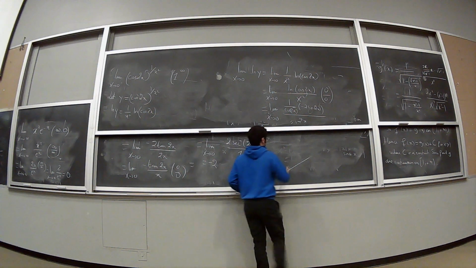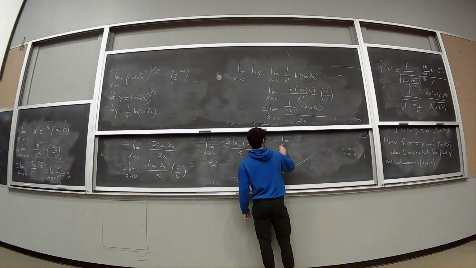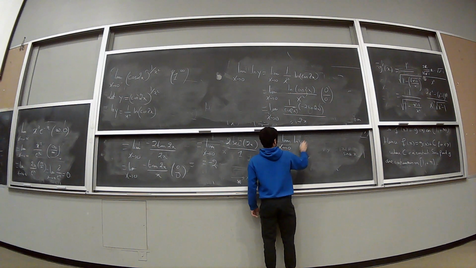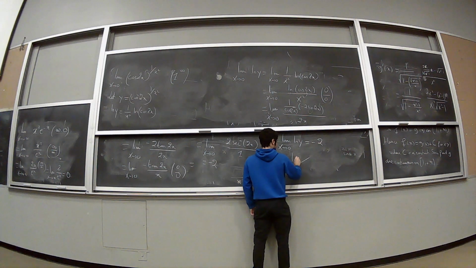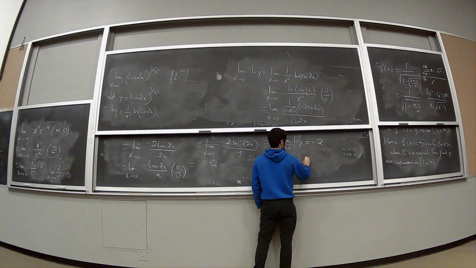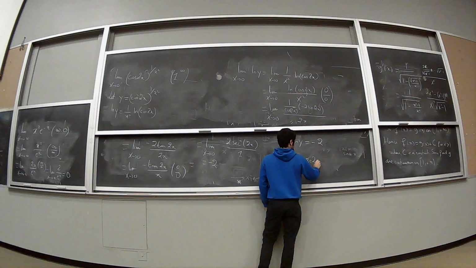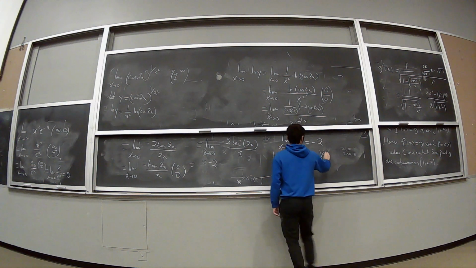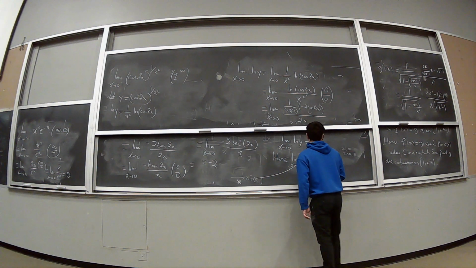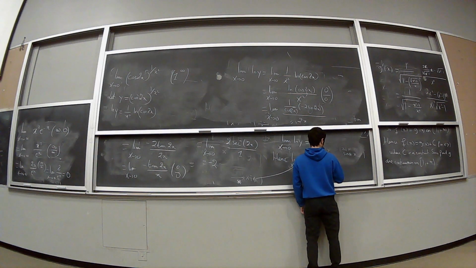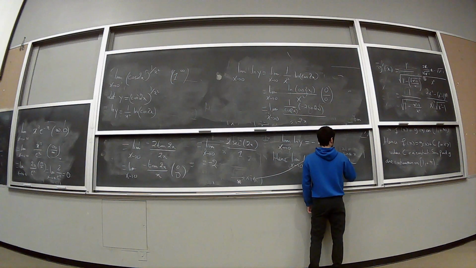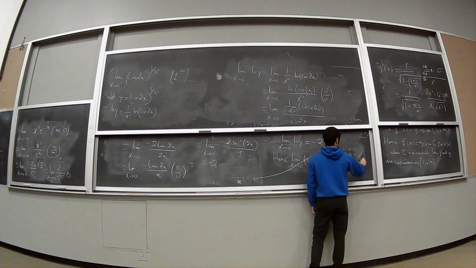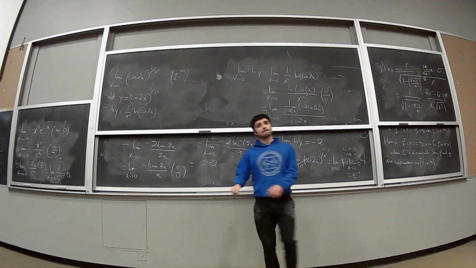Okay, so the limit of ln y as x goes to 0 is minus 2. Hence, the limit as x goes to 0 of cos 2x to the 1 over x squared is the limit of y, which is the limit as x goes to 0 of e to the ln y, which is e to the minus 2.